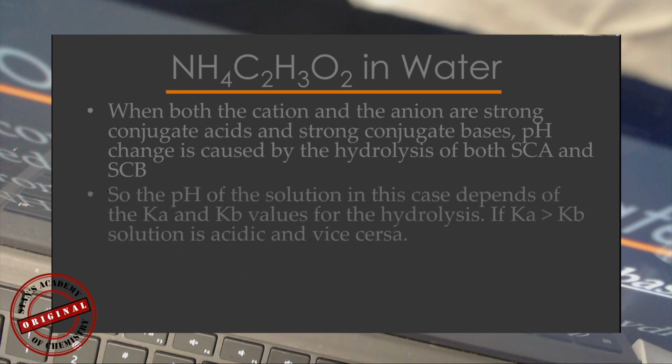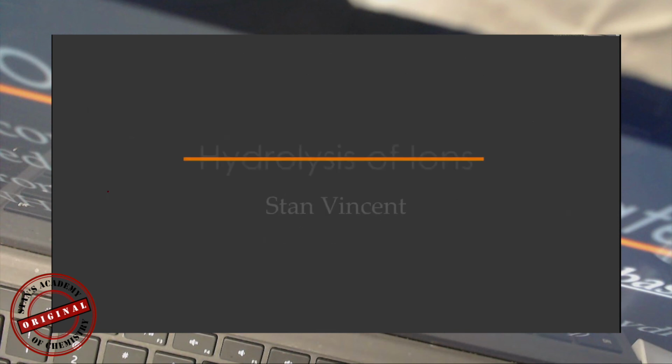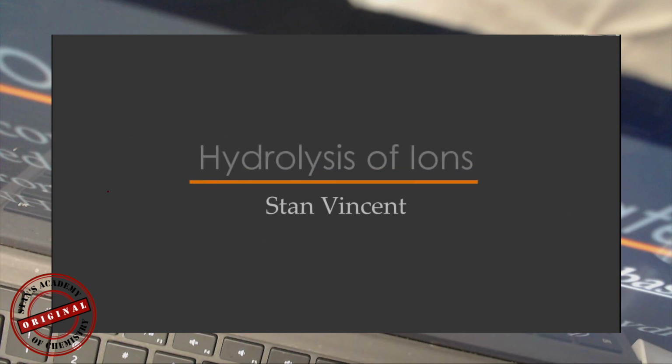So the pH of the solution in this case depends on the Ka value. If Ka is greater than Kb, then the solution is acidic and vice versa. So you can actually go and check out the values for Ka and Kb for ammonium ions and acetate ions and then figure out what should be the right answer. So that's regarding hydrolysis, and some of the problems that you had to use this hydrolysis equation to calculate in order to obtain the solution to it.